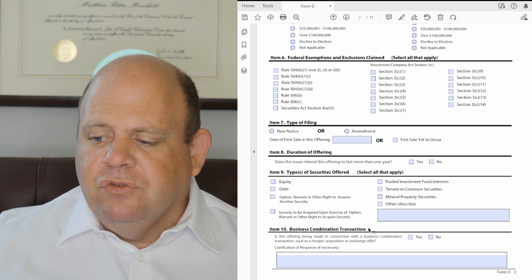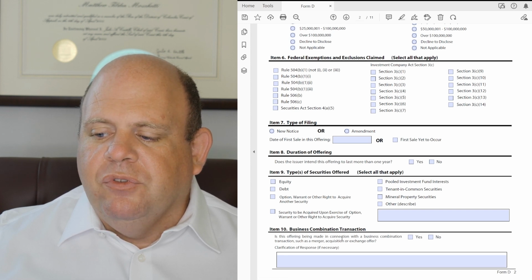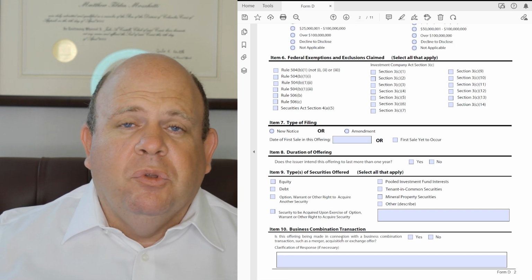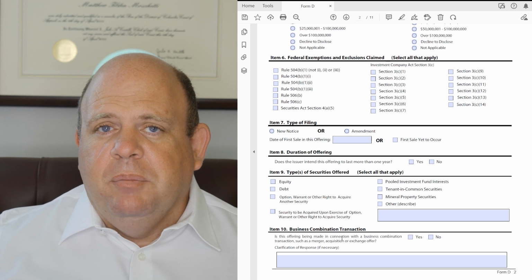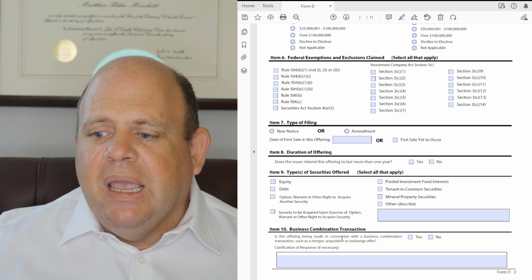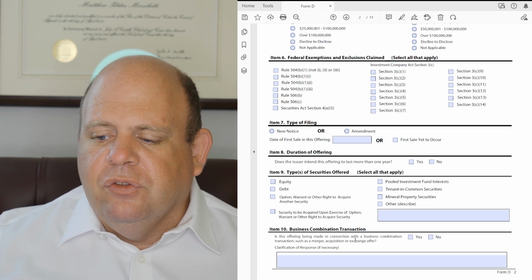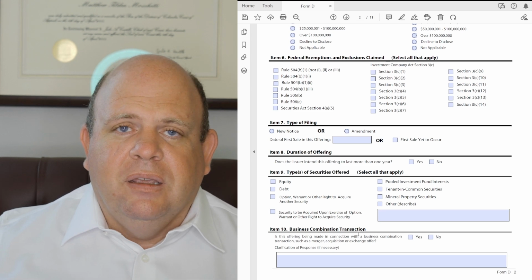Business combination transaction, contemplated for a merger, acquisition, or exchange offer, is almost always a no. It would really be if there was a securities sale taking place that was in connection with a merger or acquisition or an exchange offer, then we might say yes.